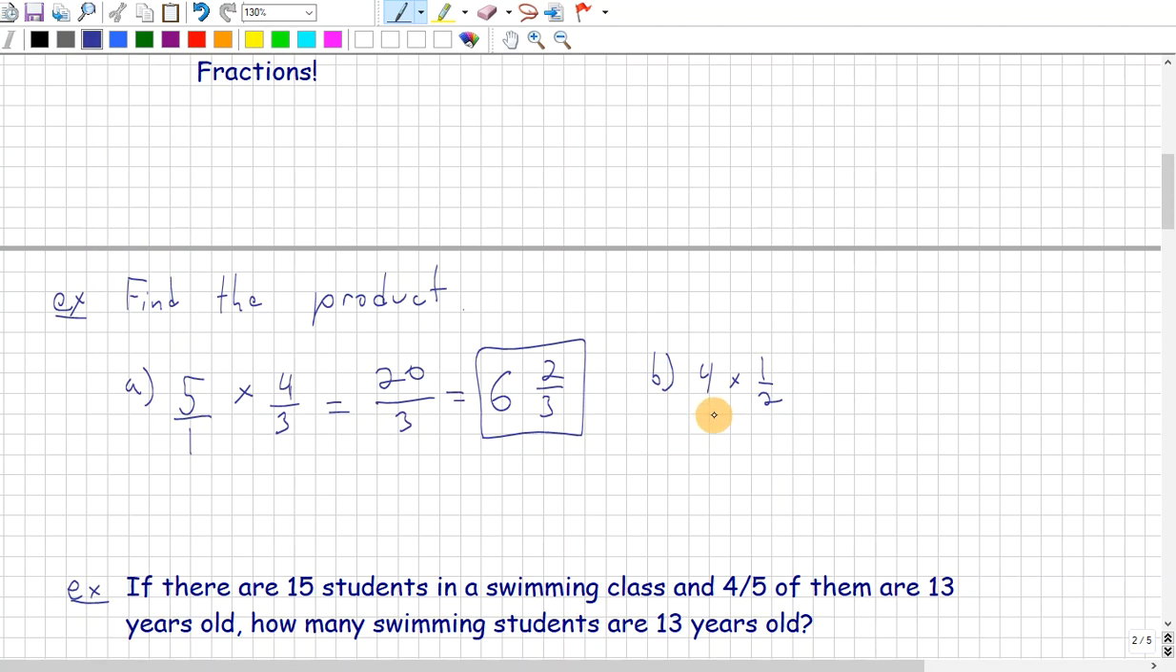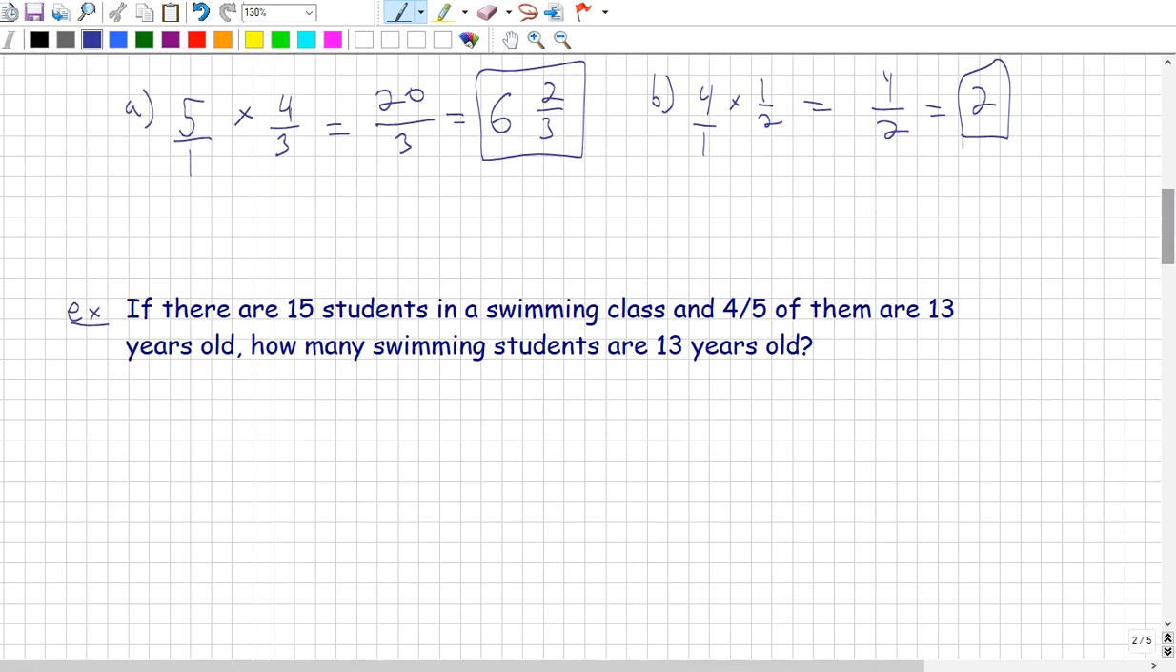Okay, find the product of this. So I put it over 1, put the 1 in the denominator, and then I multiply the numerators together. So 4 times 1 is 4. 1 times 2 is 2. And I know that right away, 4 over 2 is actually the same as 2. Okay, because 2 goes into 4 2 times evenly with nothing left over. So 2 is my final answer.